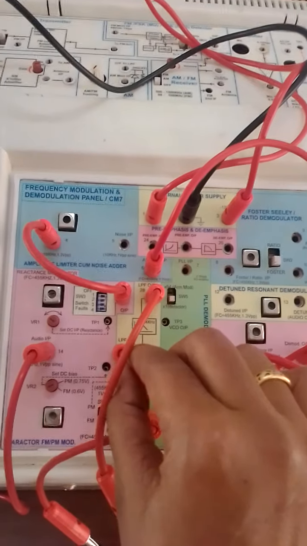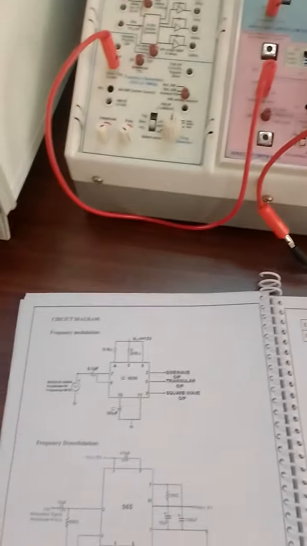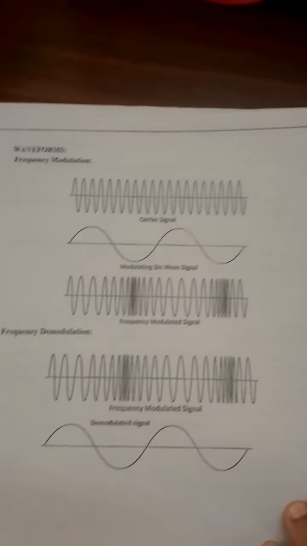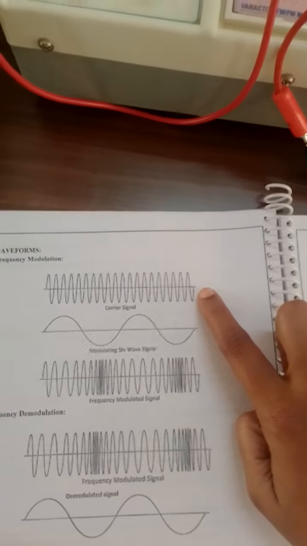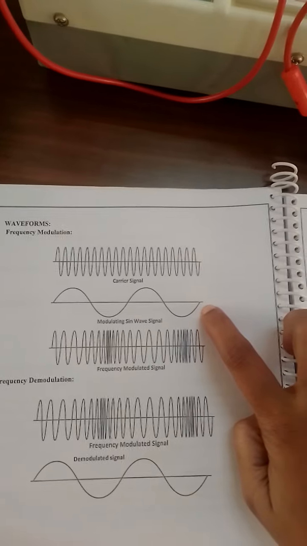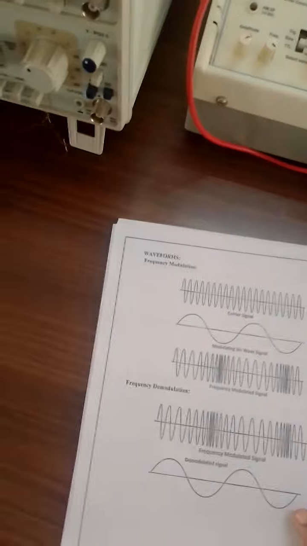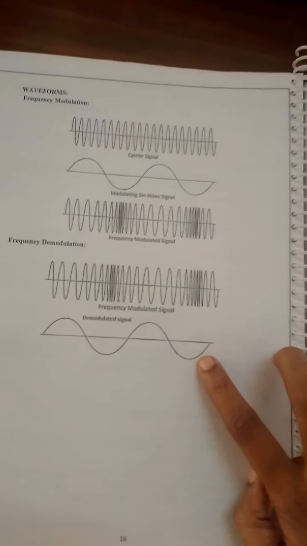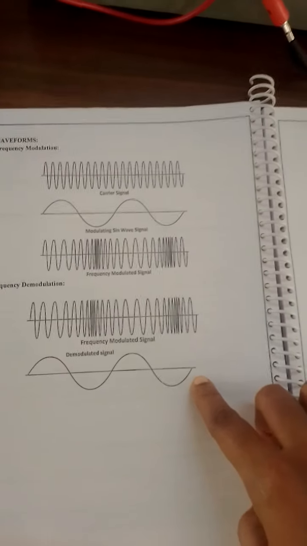That is the FM demodulated output. Now I am going to show you the waveform, how the frequency modulation waveform looks. By looking at this diagram, we can see first the high frequency carrier signal, then the low frequency message signal, then the FM modulated signal. Then we have frequency demodulation, and finally we get the original message. This is frequency modulation and demodulation.